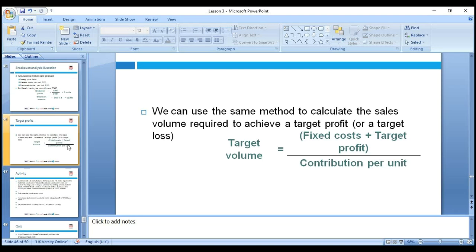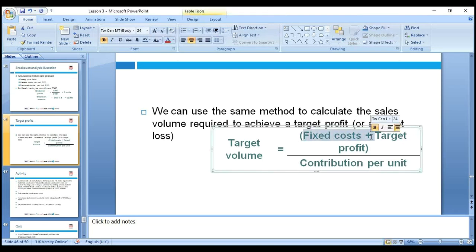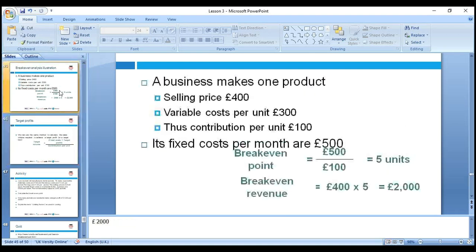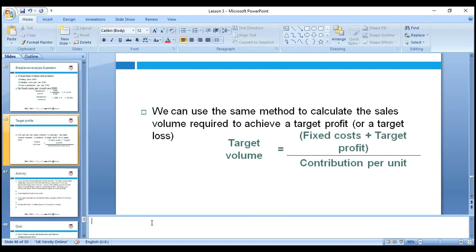Second, we're looking at target profit. Target profit means if you're doing business yourself, you want to make sure you earn some profit to meet your running expenses. Yes? Yes. So the formula is fixed cost plus target profit divided by contribution. That's the formula. Okay. So what is the fixed cost in this question? Fixed cost is 500, yes? Yes.